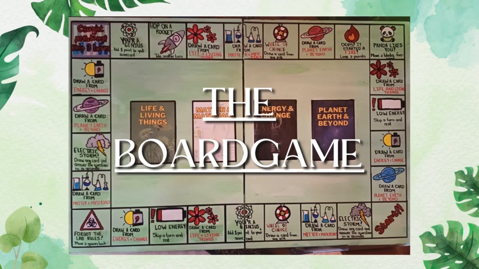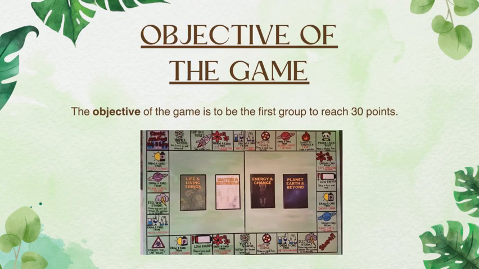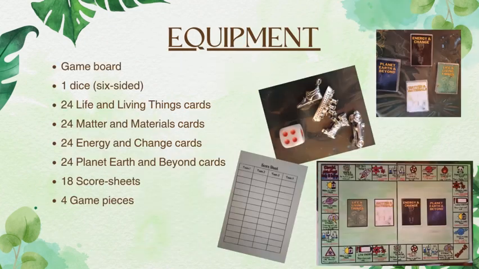The board game. The objective of the game is to be the first group to reach 30 points. The equipment includes a game board, 1 dice, 24 life and living things cards, 24 matter and materials cards, 24 energy and change cards, 24 planet Earth and beyond cards, 18 score sheets, and 4 game pieces.